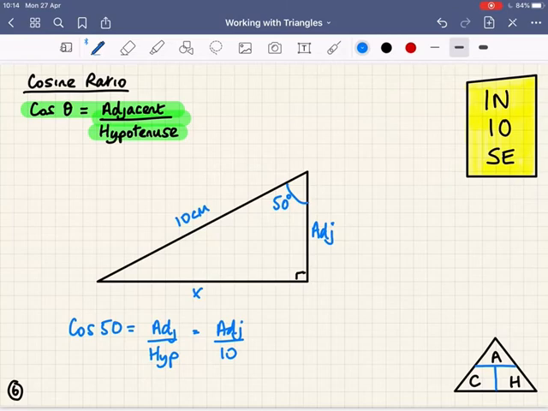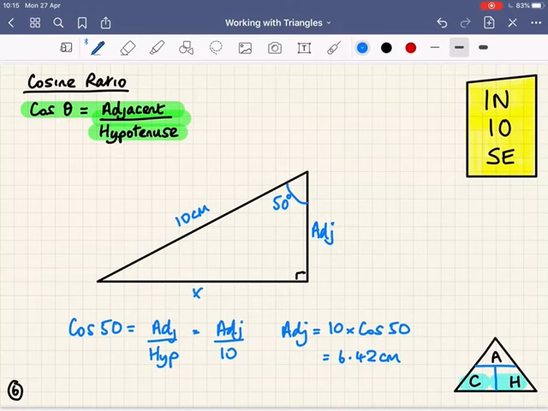Down in the bottom right hand corner is how to rearrange. If I want the adjacent side, this time I would take the cosine of the angle and multiply it by the hypotenuse. The way that these three symbols are formed tells me whether I need to divide or multiply. So the adjacent is equal to the cosine times the hypotenuse. So here, my adjacent side would be equal to 10 times cosine 50, which I can work out on my calculator, and that will give me an adjacent side of 6.42 centimeters.